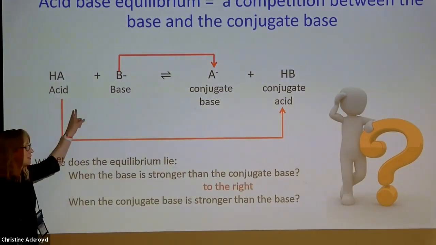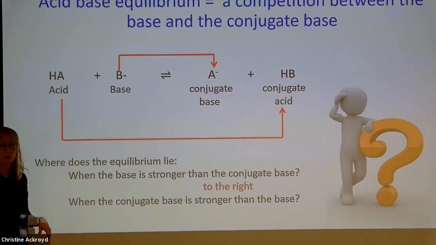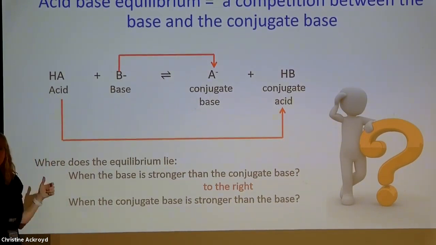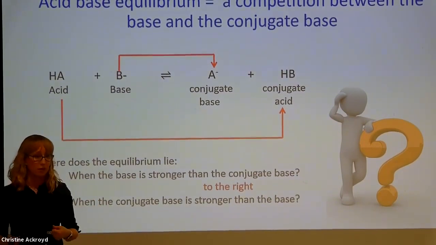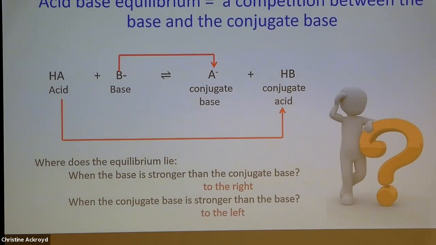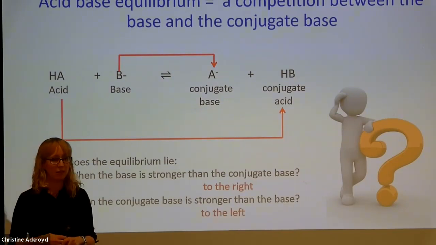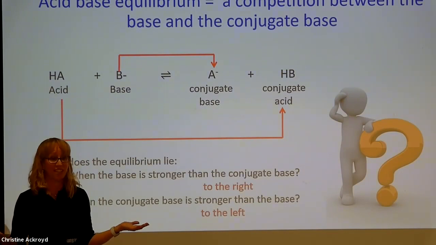Okay, when the conjugate base is stronger than the base, which reaction will work better? Backwards reaction will work better, so where will equilibrium lie? On the side of the starting materials. So to the left. Yeah. Is that as hard as it is? Yeah, that's as hard as it is.